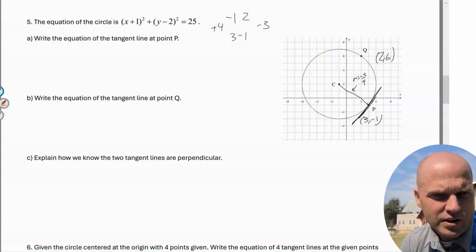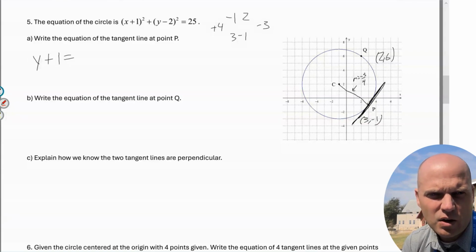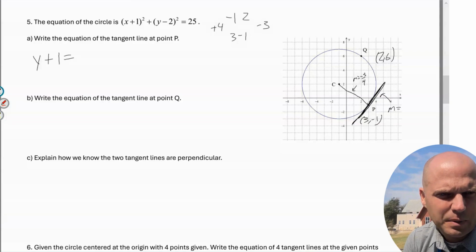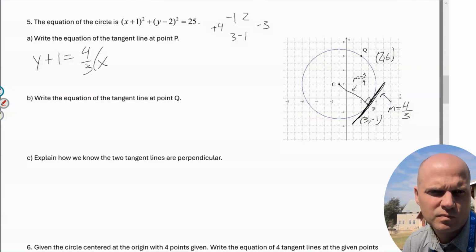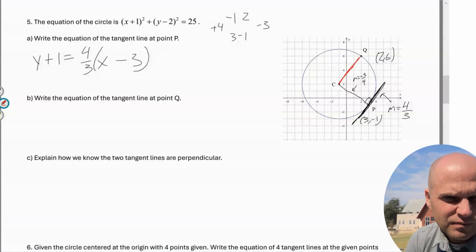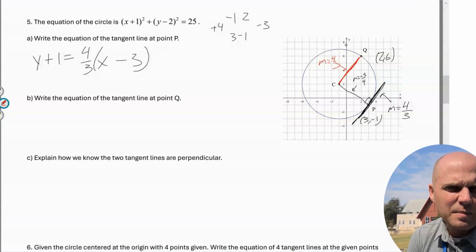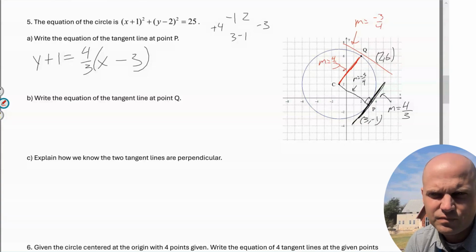So what is this equation? Well, y minus y1 equals this slope, which has to be perpendicular. This line has to be perpendicular. This slope has to be +4/3. What about Q? Well, you can see you're going up 4/3. So this slope is actually the same as this slope, which is interesting. That means this line has to have a slope that is the same as that slope, -3/4.